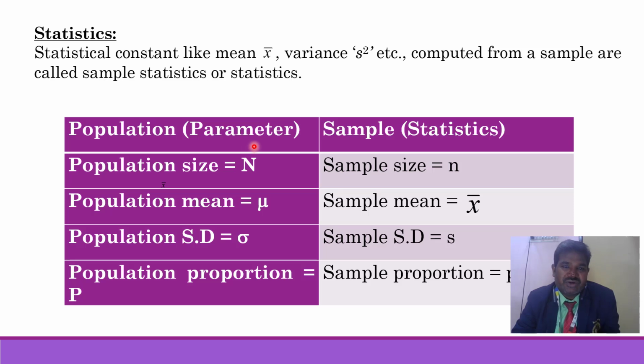So here we are going to use the notations for the population parameters and the sample statistics. The size of the population is denoted by capital N. Similarly, the sample size is denoted by small n. Population mean is denoted by mu. Sample mean is denoted by x bar. Population standard deviation is denoted by sigma. Sample standard deviation is small s. Population proportion is denoted by capital P. Sample proportion is denoted by small p.